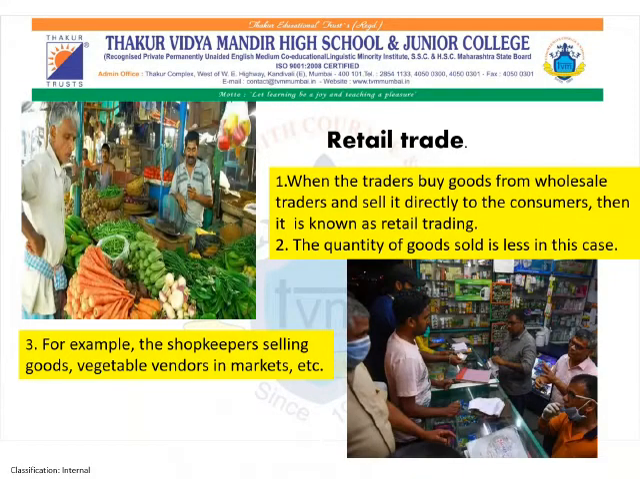According to the quantity of goods, the second type of trade is retail trade. When traders buy goods from wholesale traders and sell them directly to consumers, it is known as retail trading. The quantity of goods sold in this case is less. For example, shopkeepers selling goods, vegetable vendors in markets, etc.